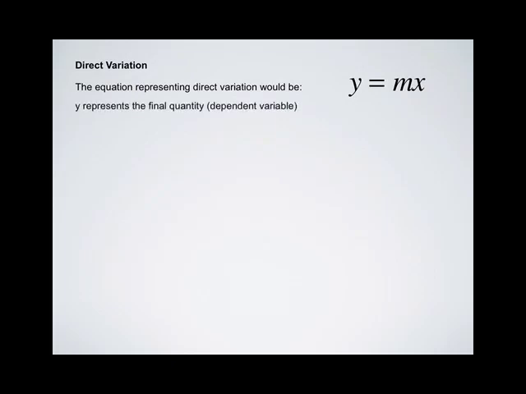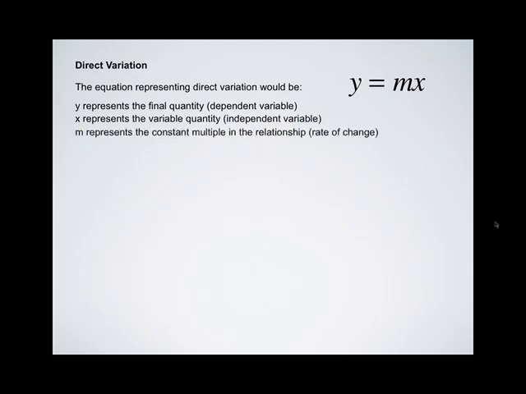Y represents the final quantity, x represents the variable quantity, and m represents the constant multiple in the relationship, otherwise known as the rate of change. We've already discussed rate of change in equations and as we see it in first differences. This is truly the same m as our slope.